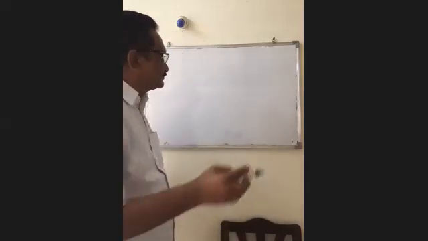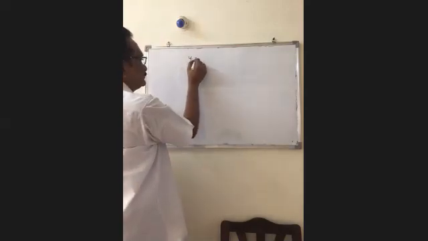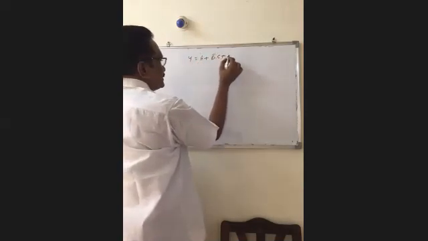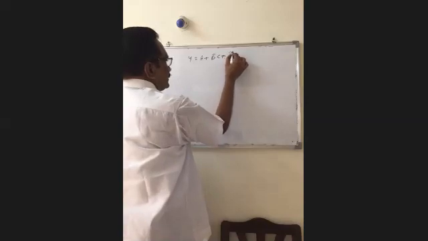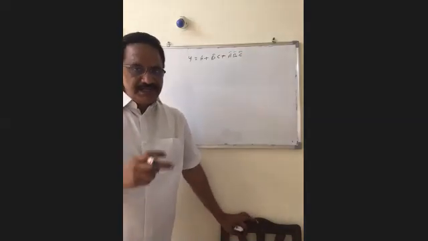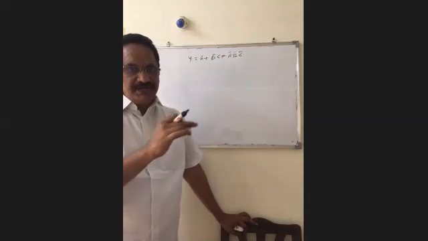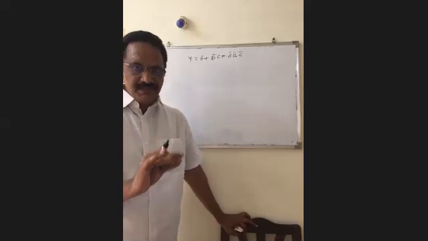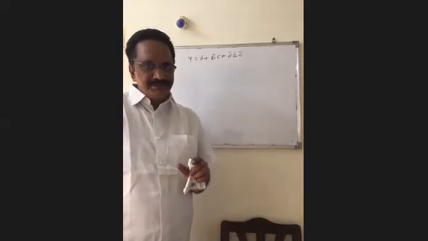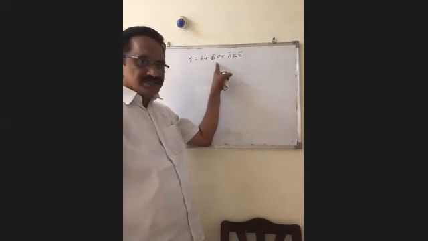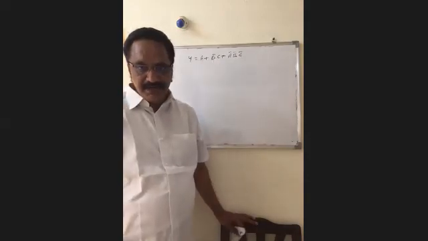observe one example. Say, for example, y is equal to a plus b bar c plus a bar b bar c bar. First of all, it is a three variable expression. Variables are a, b and c. In that one, there are three product terms. This term contains three literals, this one only two literals, this one only one literal.